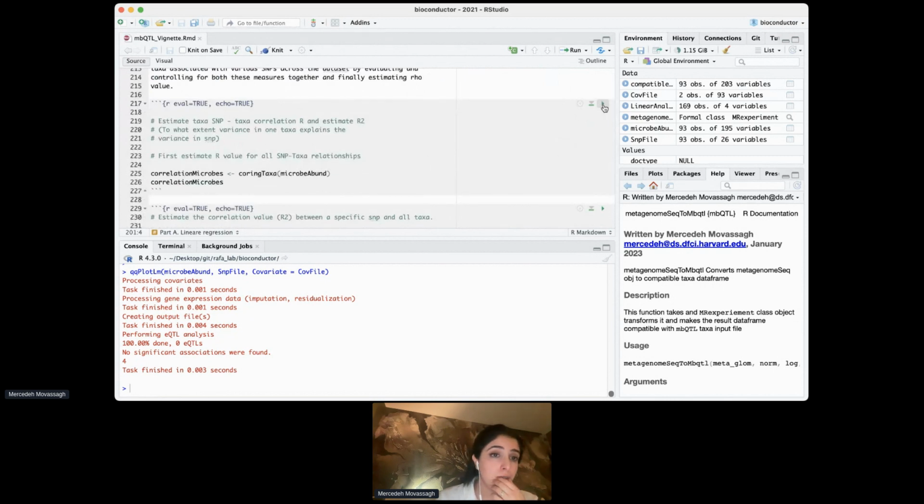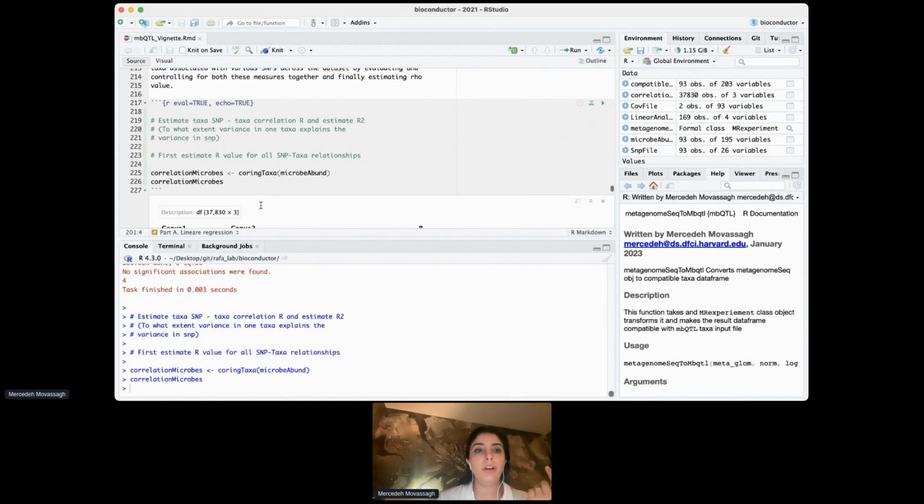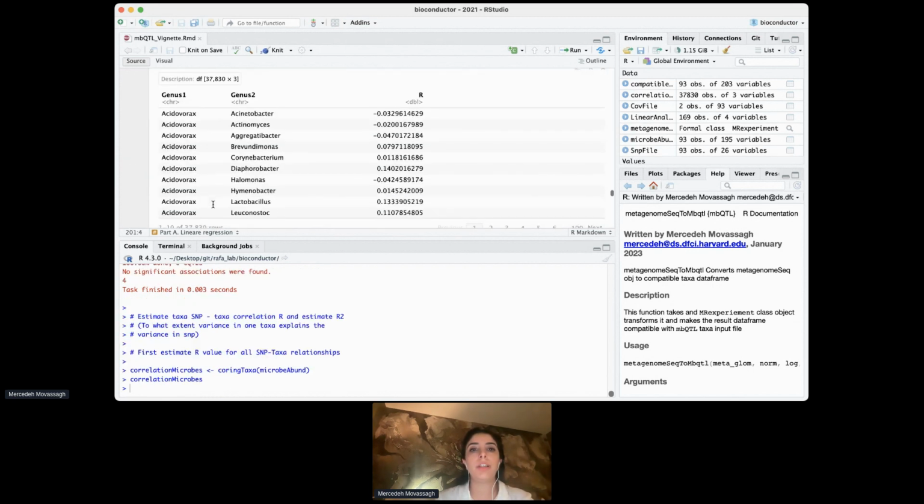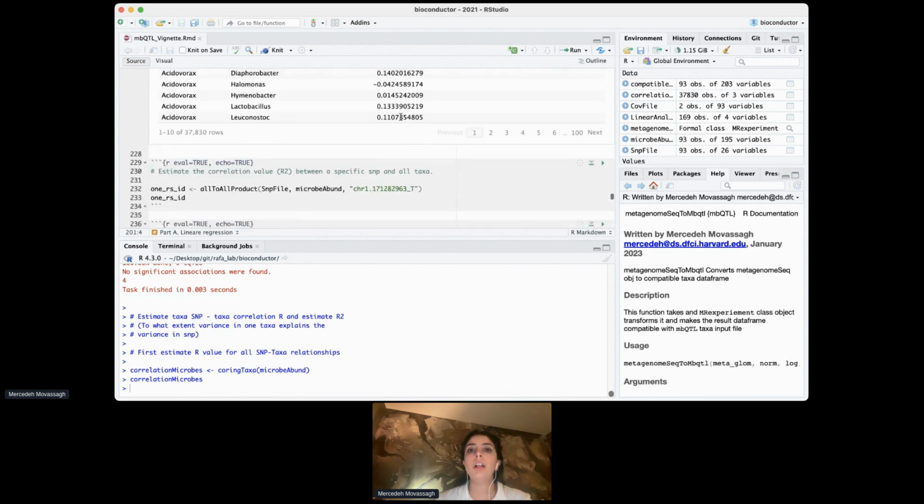And then you could also do the correlation. For correlation, I made it step by step, because it might be that some people are interested in having these values. So this particular one gives you the R value, which is the correlation value between your two genera, either bacteria and bacteria, or virus and virus. You can have this value as well.